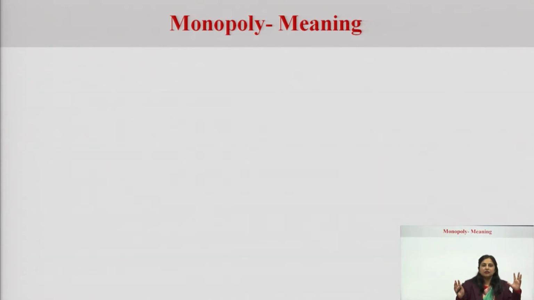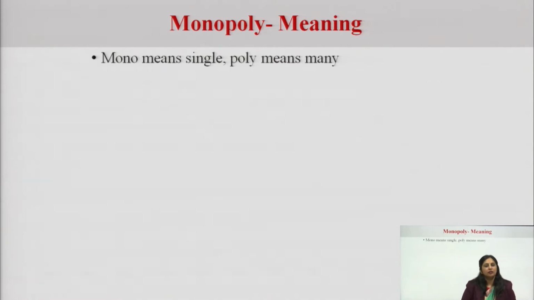Whatever the features of perfect competition were, the features of monopoly are opposite to that. So, if we know the features of perfect competition, we can predict what can be the features of monopoly. Let us discuss, and I want you to be at the stage where you are able to know what is the next feature of monopoly.